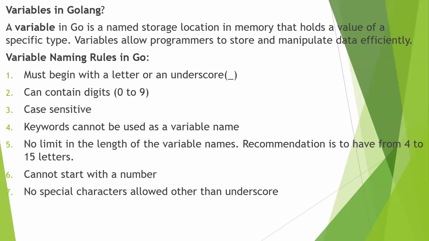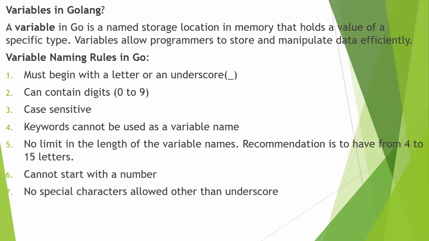So what are the rules that we need to follow for naming variables in Golang? The very first rule is to make sure that the variable name begins with a letter or an underscore. When I say letter, it can be any kind of alphabet or an underscore. The variable can contain digits from 0 to 9. And the third thing is that variables in Golang are case sensitive. So there is a huge difference between lowercase and uppercase alphabets when you are declaring names.